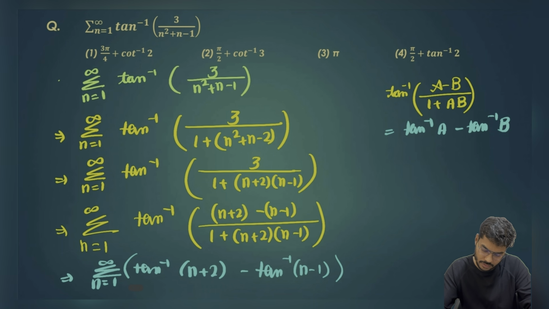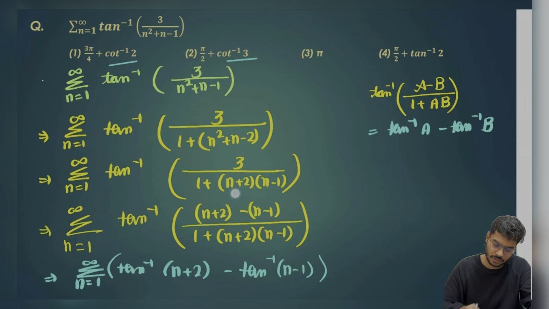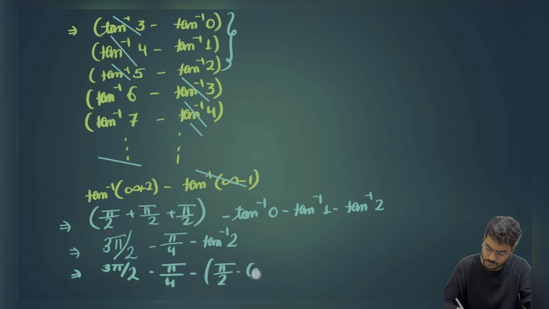What are the options? If you read the options, there is no option which is related to minus tan inverse 2, right? It should be a minus sign, and the remaining are the cot inverse. So what I will do, can I write tan inverse 2 as pi by 2 minus cot inverse 2?